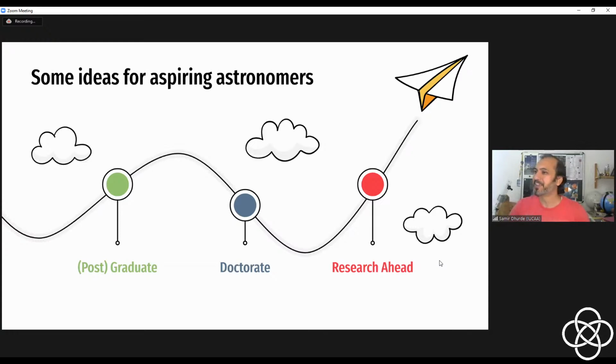I think this particular set of slides, it won't be a couple, but a few slides, would be more useful for the people who are right now at the postgraduate level. These things mean different in different countries. So let's just go along in a general way. And the next step would be a doctorate and then doing research in this particular subject.